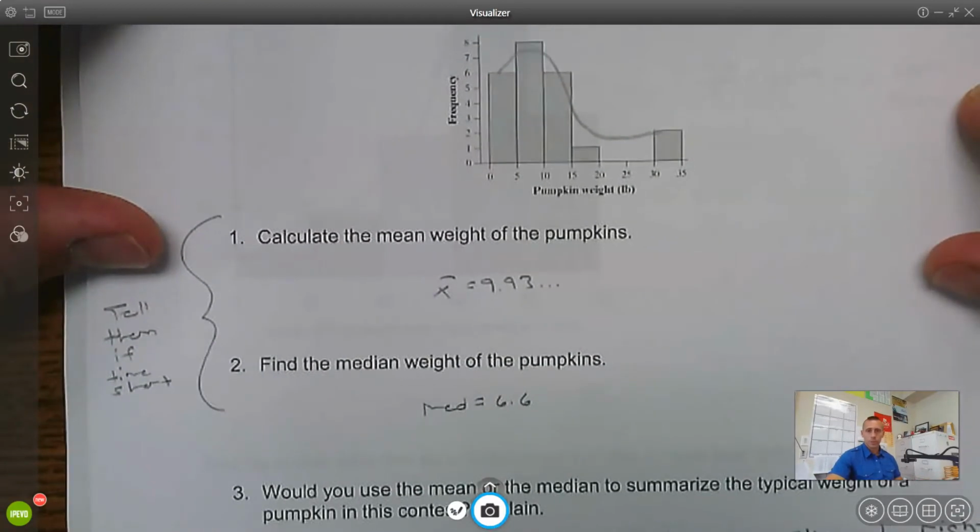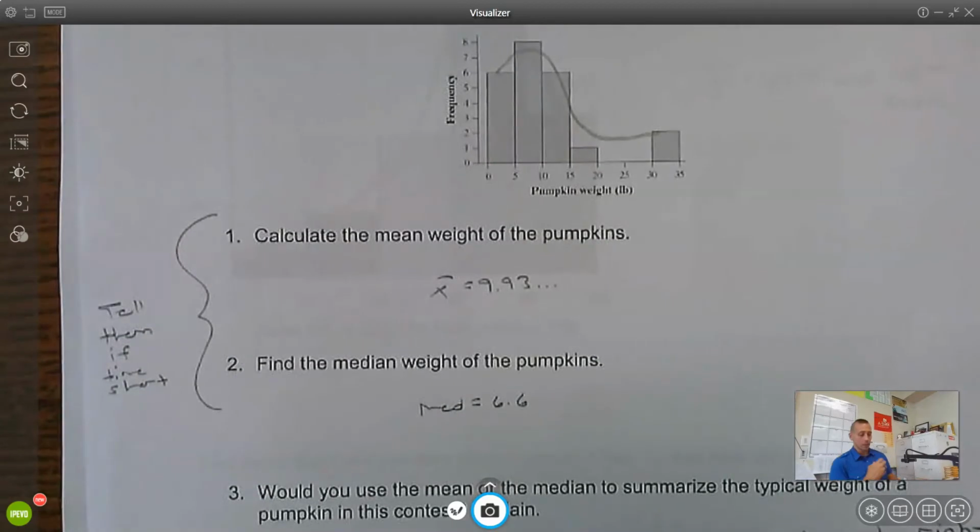And then question 3, it's asking, would you use the mean or median to summarize the typical weight or the center of the distribution and why? So what I'd like for you to do, pause the video, answer that question, come on back, I'll explain it.